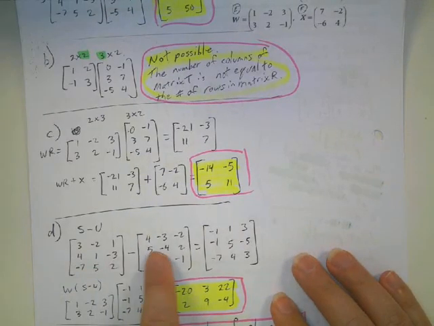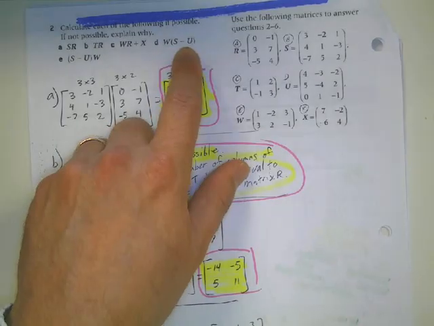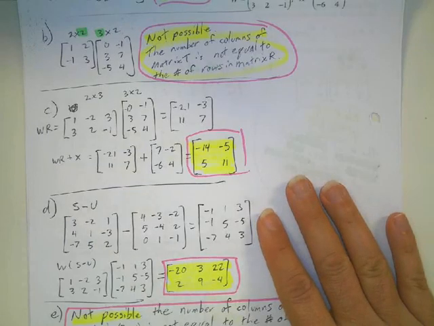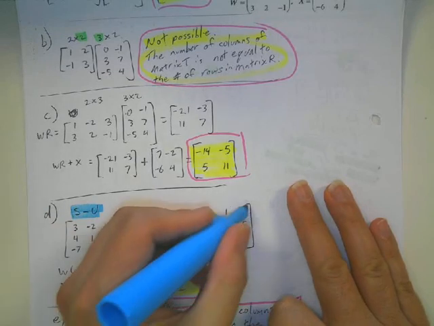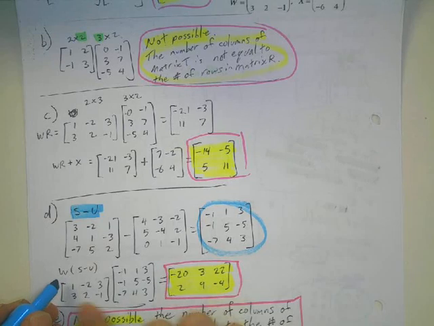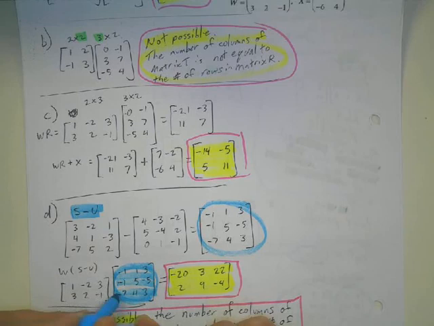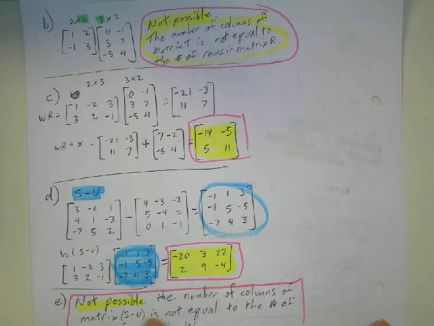Okay, so question D is W times parentheses S minus U. So first off, I did S minus U to get me this guy. And then I do W times S minus U. And then I multiply it across and I get this. E is not possible because the number of columns doesn't match.